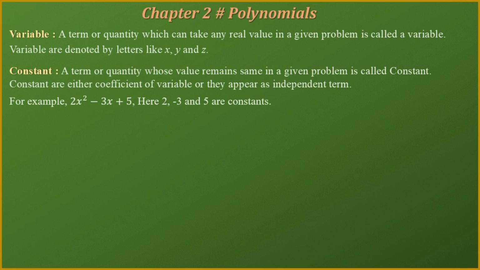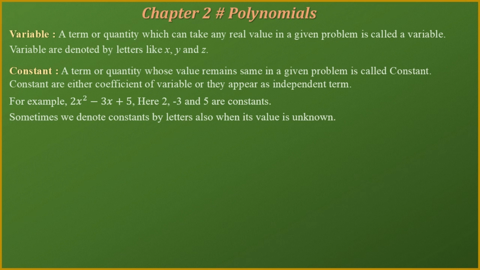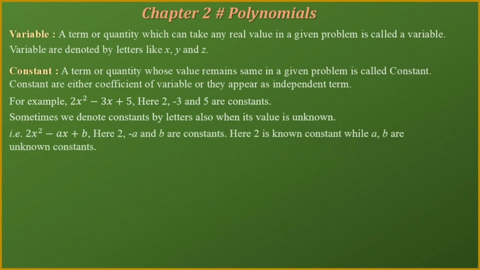Now the next one: sometimes we denote a constant by a letter also, when its value is unknown. Sometimes it happens that the particular value I am finding is fixed but unknown, so we can denote it by letters. For those letters we normally take a, b or c.